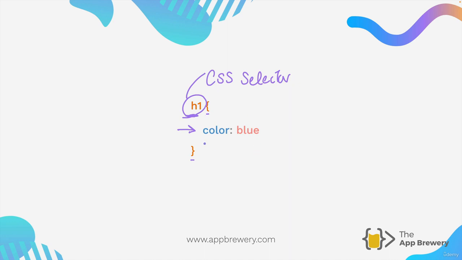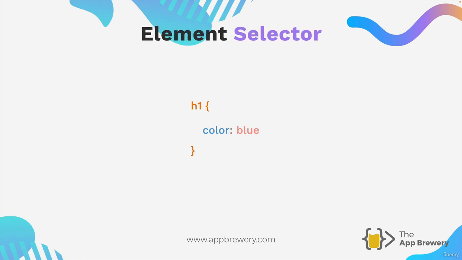How do we know which part of our HTML file to make the text color blue? Well, we look at this part and we can see we're targeting the H1. Now, this style of selector is one of the simplest CSS selectors. It's called an element selector, and all it does is it selects a particular HTML tag. So in this case, it's targeting all H1s.